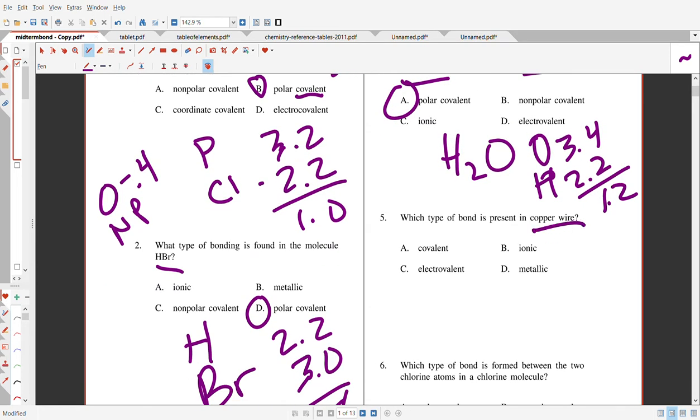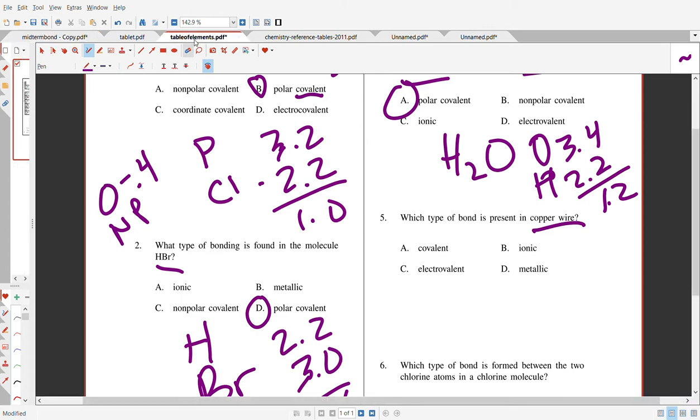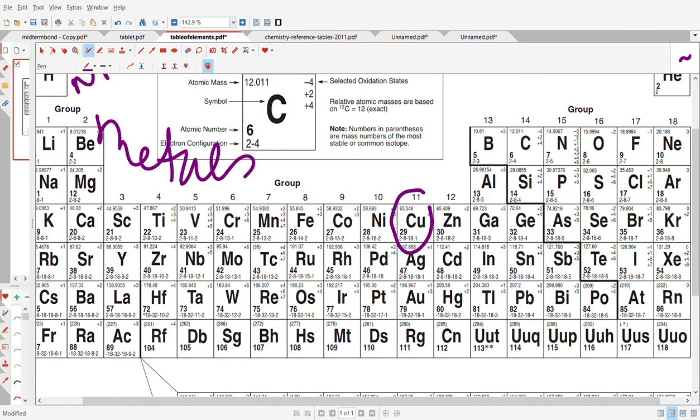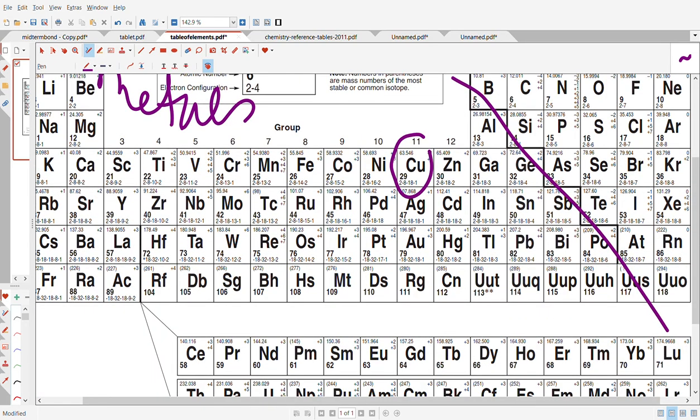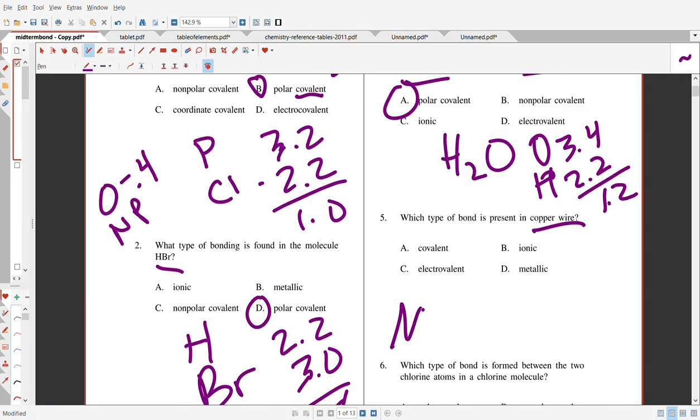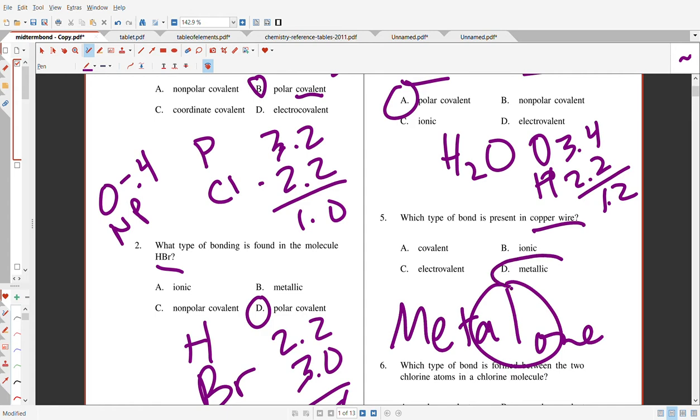Now copper, if you look at copper on the periodic table, you probably know already copper is a metal. Anything on this side of the stairs is a metal except for H over there, that's a nonmetal. But because copper is a metal alone, I say right in the word metallic. Metallic is a metal, Al for alone, so it's a metallic bond.